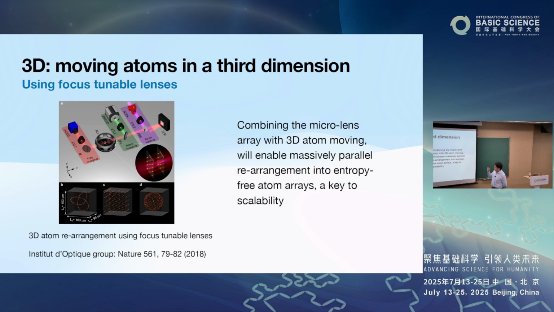So what if we combine these two methods, the microlens array with 3D atom moving? This will enable massively parallel rearrangement into entropy-free atom arrays, which is key to scalability. With this, we imagine that we would be able to arrange 10,000 or maybe even 100,000 atoms in a single shot, maybe in a few tenths of milliseconds.